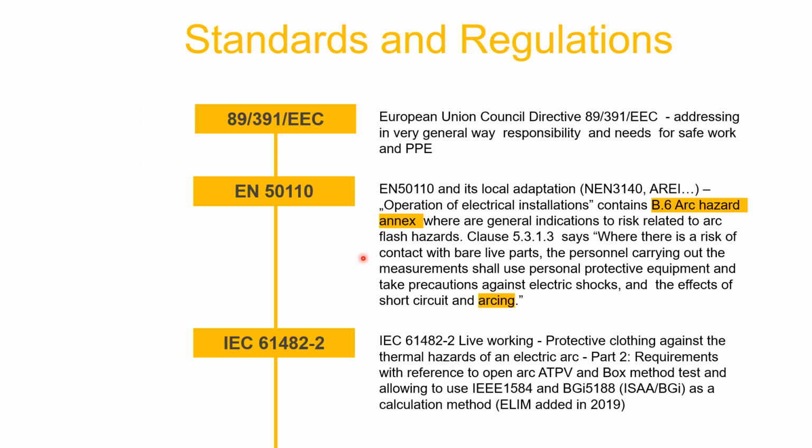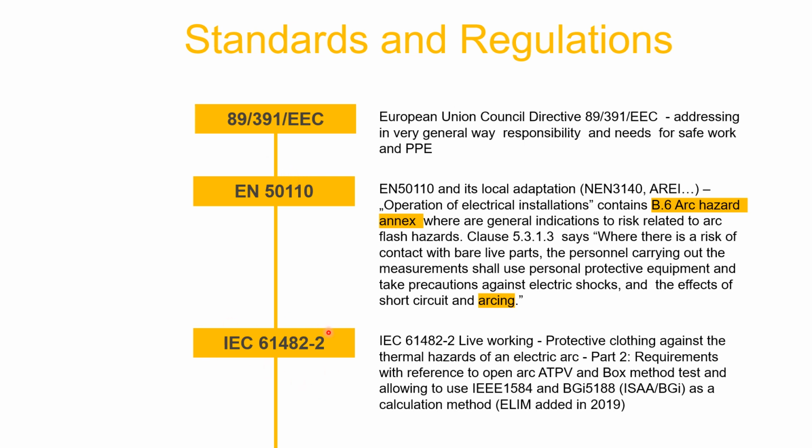So I will now talk a bit about European and then US requirements. In Europe we have the General Union Council Directive 89/391, which in a general way just says the responsibility for risk assessment is on the employer side. Then we go to EN 50110, which is harmonized in each country, and this is the operation of electrical installations. It contains Annex B6 on arc hazard, and it's harmonized in multiple countries, sometimes in a different way, sometimes one-to-one, so it depends on the country. I know the Netherlands has it, Belgium has it, somehow the UK, Germany, in Poland we even have it. So the legal requirements are there.